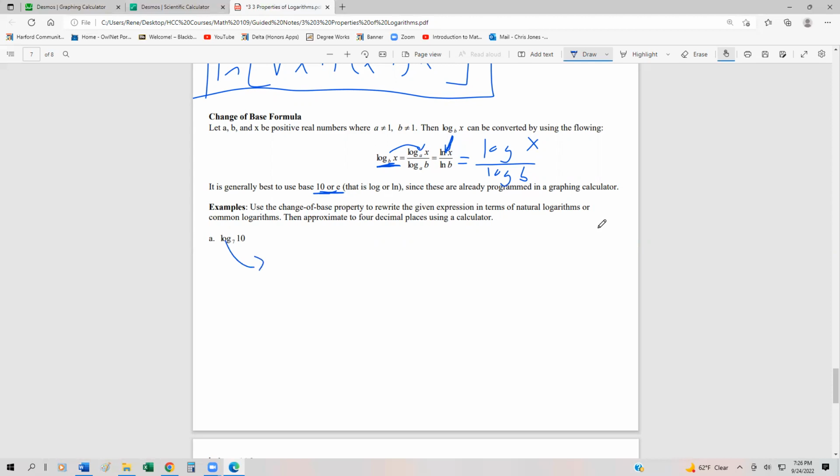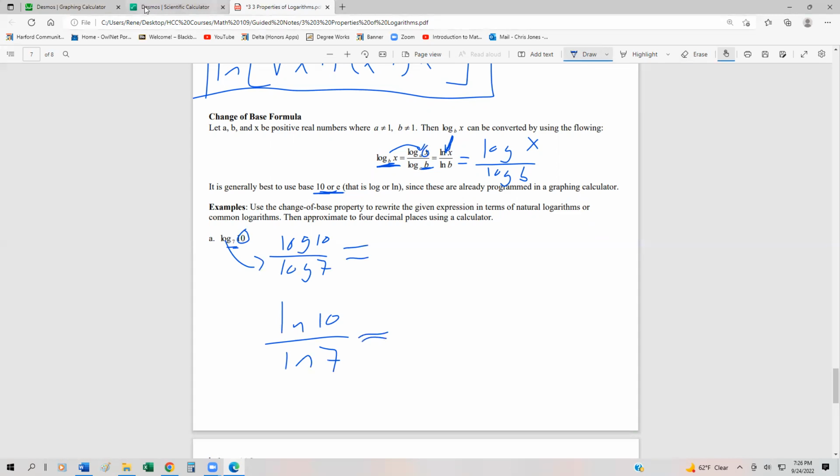All right, so this log base 7 of 10 can be written as log 10 over log 7. Notice whatever the base is goes in the denominator. So our base, which is 7, goes in the denominator. Now, this is the same thing, and I'm going to show you in a moment, as ln 10 over ln 7. Now, in our calculator, let's see if that's valid or not.